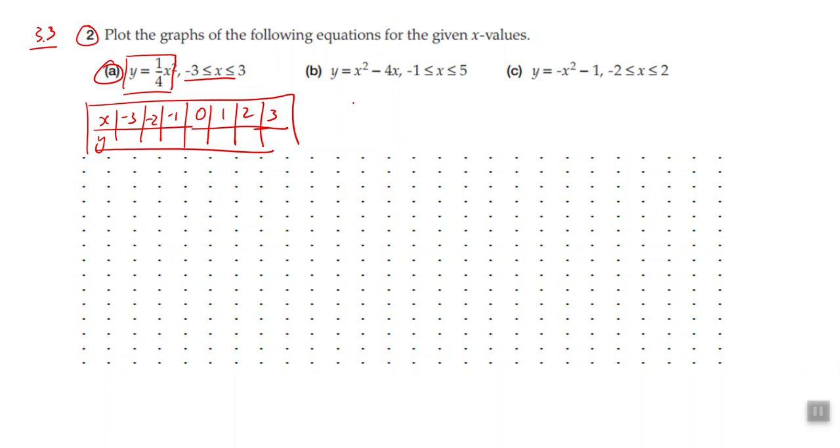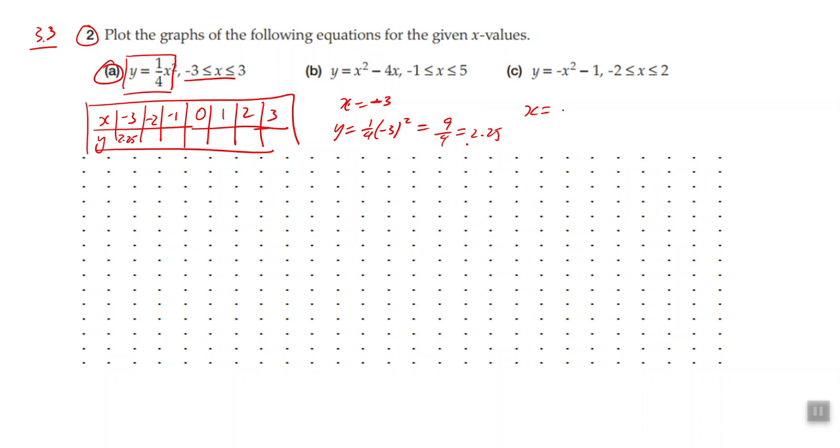So, for example, if I have x equals -3, when I sub that in, I get y equals a quarter by -3 squared. So let's work that out. -3 squared is 9, because it's -3 times -3. 9 times a quarter is 9 over 4. 9 over 4 as a decimal is 2.25. So this is 2.25.